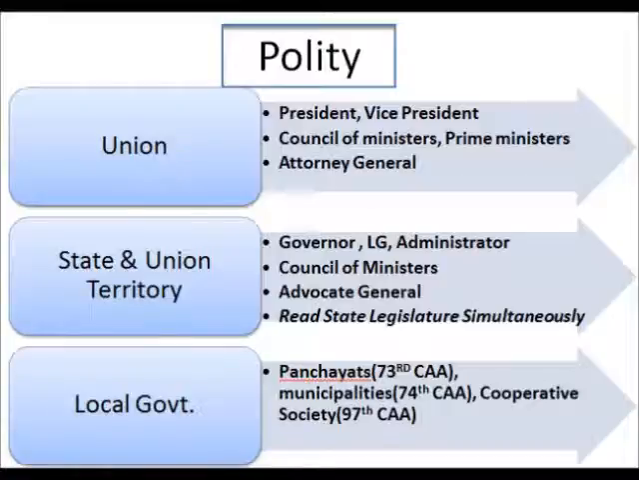Next we come to the state and union territory. There you have the governor, the lieutenant general, administrator, council of ministers, advocate general, and also read the state legislature along with the union legislature, because as you have the Lok Sabha and the Rajya Sabha in the union, you have the state legislature and the state legislative assembly and the state legislative councils. In most of the states you have only state legislative assembly, and in few states you have the state legislative councils too, so you have to remember that.